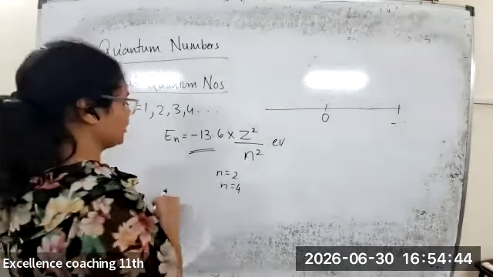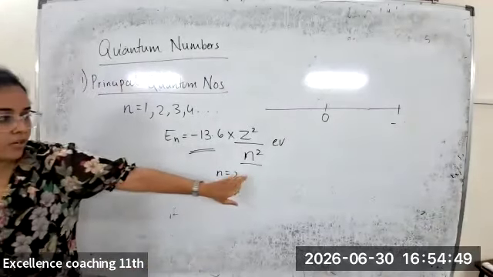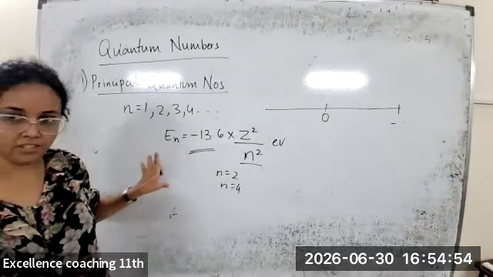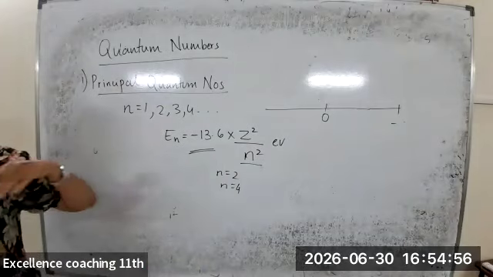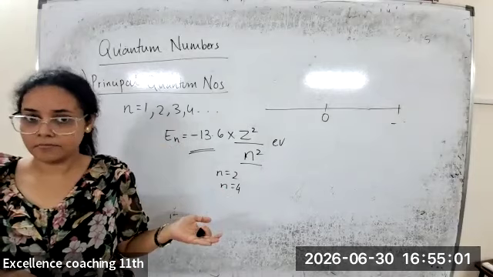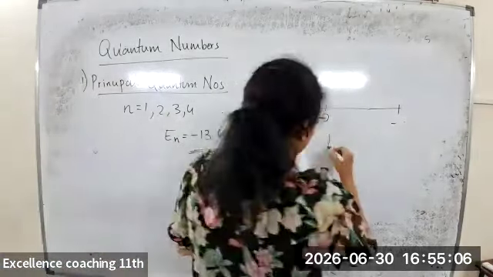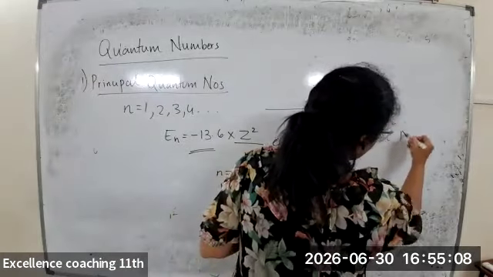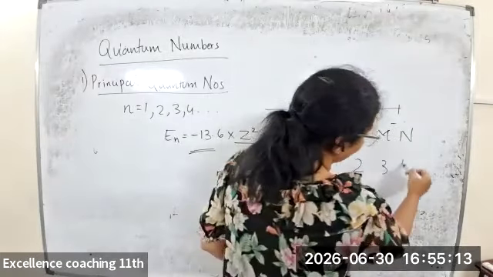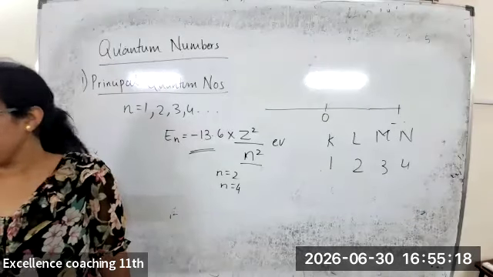So even though I can say my E is inversely proportional to the factor n, the principal quantum number, I can still say that if I increase the value of n, my energy will be increasing. Okay? And another thing you all have to know is when we have K, L, M, N, the corresponding shells will be 1, 2, 3, 4. So these are nothing but your principal quantum numbers. Okay, clear?